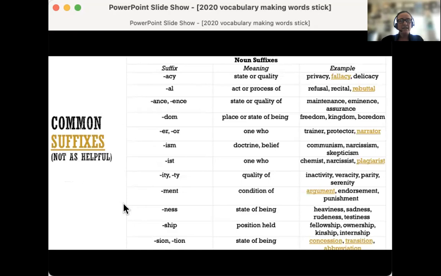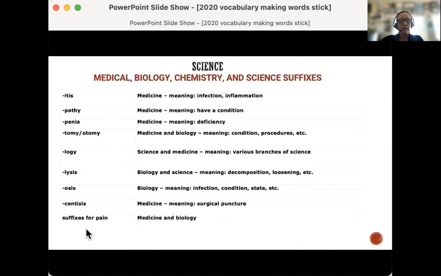So again, the endings, the suffixes, are not that super helpful. They don't really help with meaning here. They're basically just changing the way you're using the word. So not that helpful, but there are some that are, and they're more advanced. These are the science suffixes. So itis, if you see that ending at the end, it means infection. Anything that has itis at the end means some kind of infection. Or pathy at the end of a word means a condition, right?